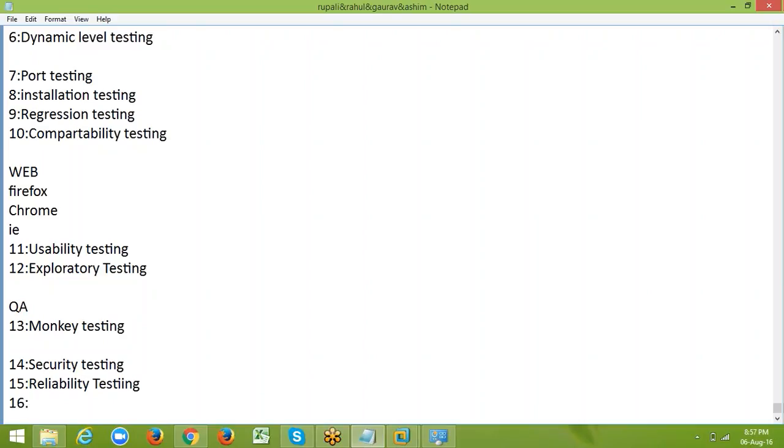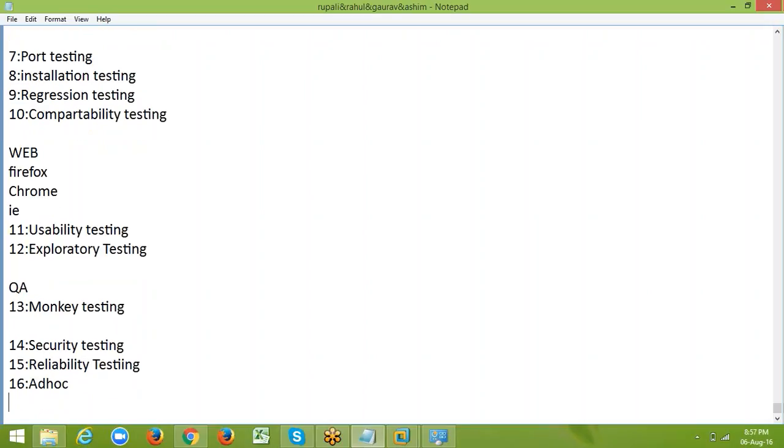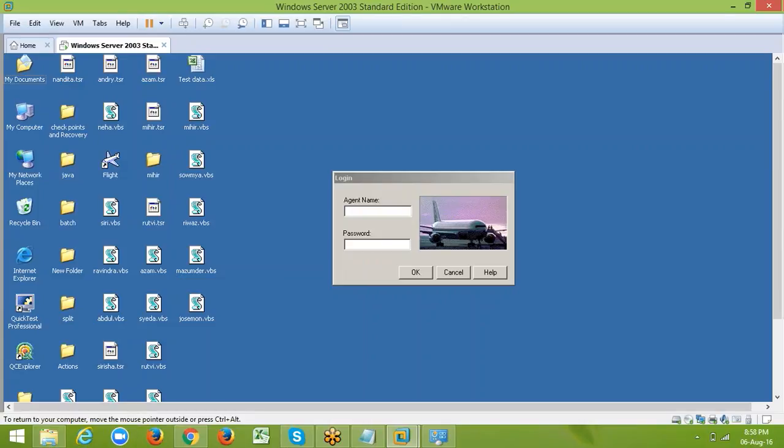And the 16th one, the last and foremost, is ad hoc testing. Ad hoc testing means, for example, Ashim and Gaurav are both involved in the testing process. Observe, Ashim wants to test the project positive first, then negative. Gaurav wants to test the project negative first, then positive.